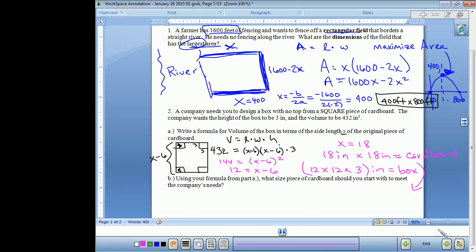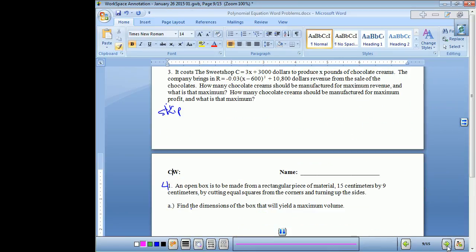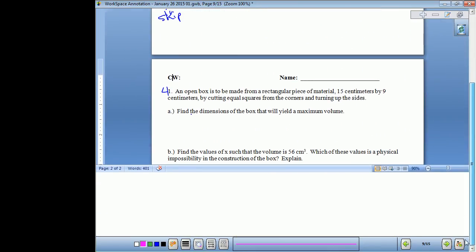Okay, we're going to skip number 3 on your worksheet for right now, and we're going to move on to number 4. It's another box problem, but it's a little different. We're once again creating an open box. We're starting off with a rectangular piece, and this material is 15 by 9. And we're still cutting equal squares from the corners and turning up the sides. But this time, they don't give us the volume. They're asking us what the dimensions would need to be in order to maximize the volume of a box.